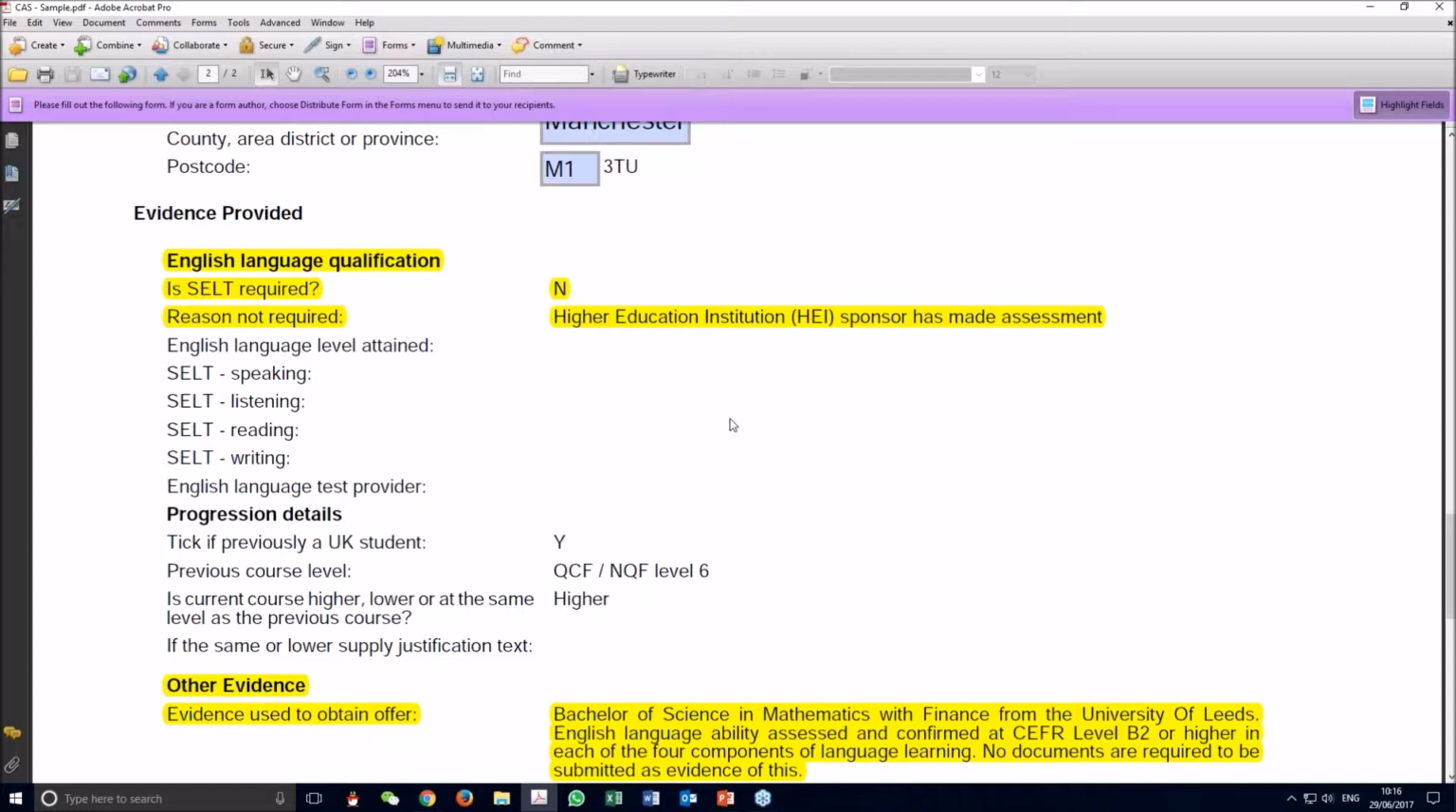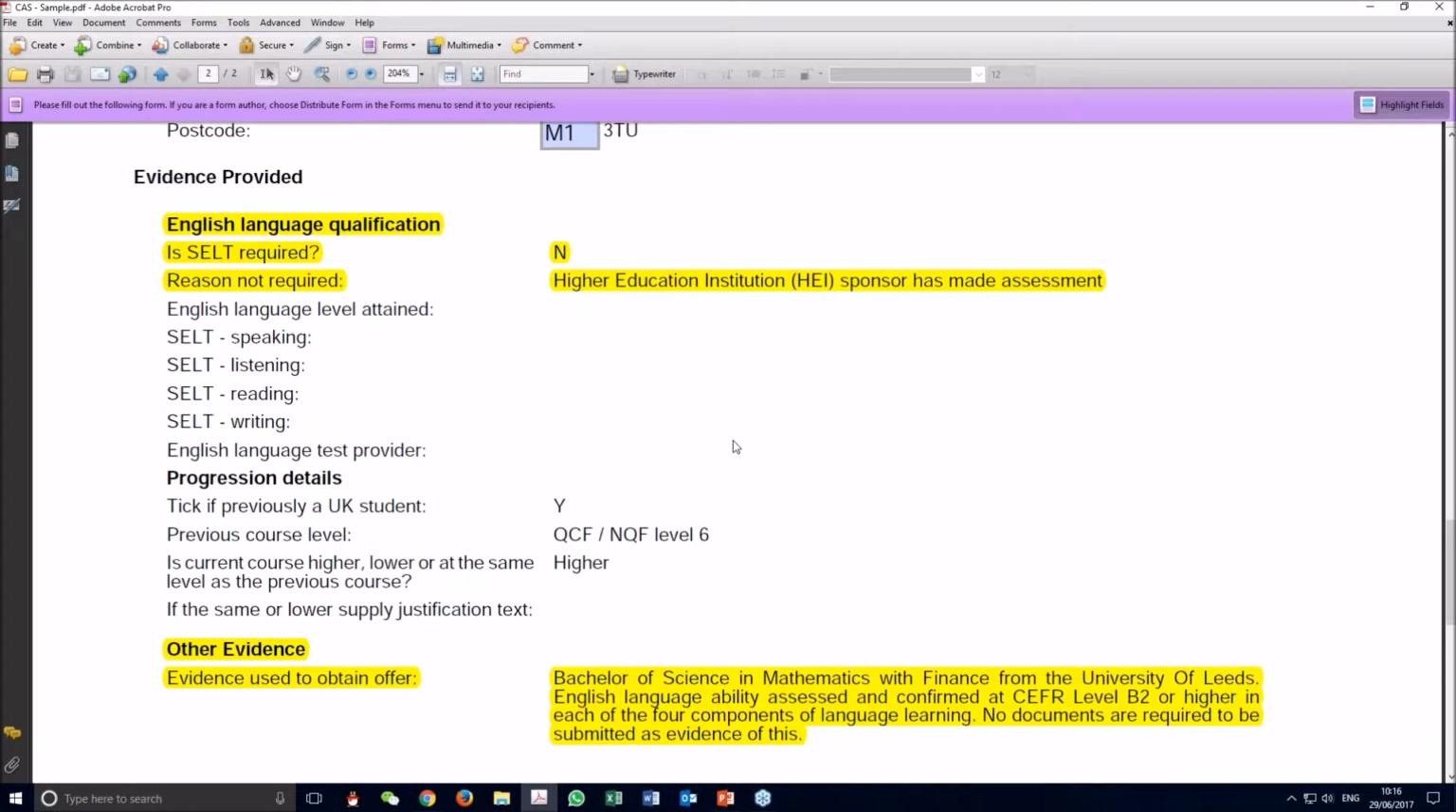So, for example, in this instance, let's have a look. For English language qualification, the university says, is CELT required? CELT is a term, it's called a Secured English Language Testing System, which is a term that UKVI gave to the type of English language exams they recognize.